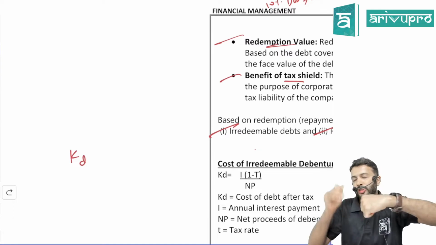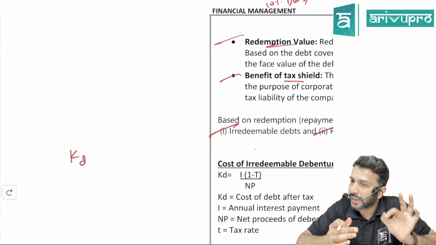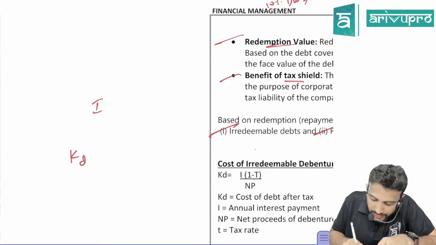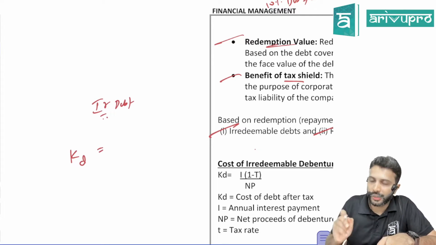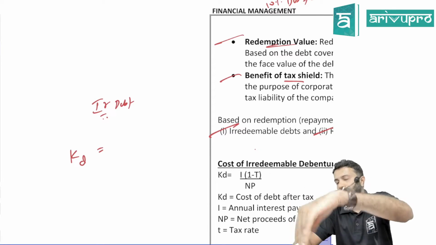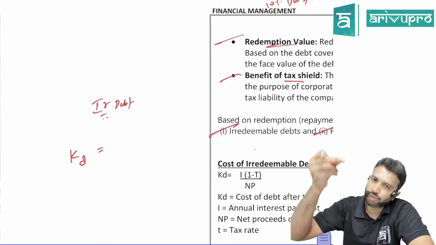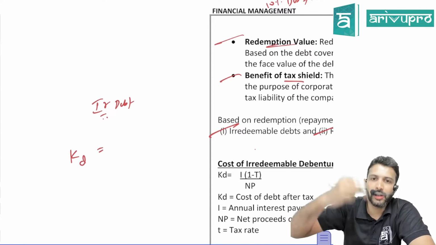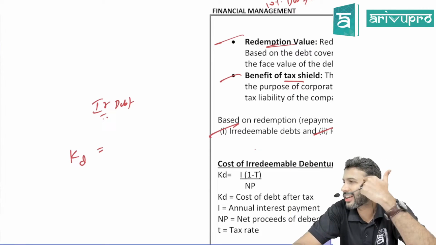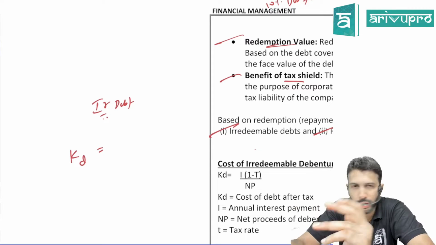So cost of debt is denoted by the symbol KD. If you are calculating the cost of irredeemable debt, then this is the formula, you need to remember this. I suggest whenever a formula comes, write it down in your books. Whenever you're solving a question, keep writing those formulas so that it gets registered.